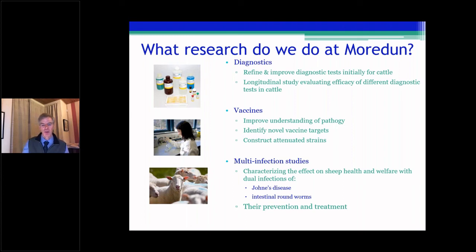The other thing is we're looking at multi-infection studies. This is because we know that when we get sheep off farms, they often have other infections. In fact, it's a well-known thing that mastitis is increased when you have Johne's disease in particular sheep, as well as, interestingly enough, OPA, which we're about to hear about, and also intestinal worms. So we know that these sheep can often have multiple infections, and so that might have an effect on how we treat and prevent these diseases in a more holistic way, rather than just looking at individual diseases.